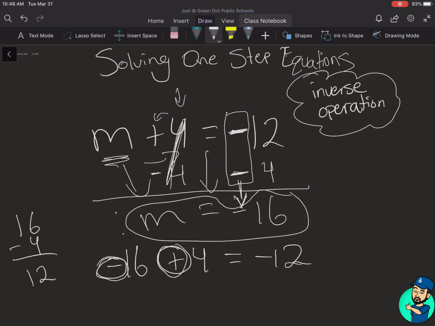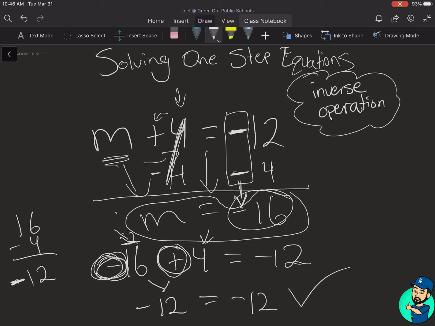Now, if I ask you what number is bigger, 16 or 4, would you rather have $16 or $4? Of course, $16. Now, what sign is next to the 16? A negative sign. So this will be negative 12. You keep the sign of the larger number. So negative 16 plus 4 equals negative 12. And does negative 12 equal negative 12? Yes. So my answer was negative 16. Let's do another one. Let me erase this.